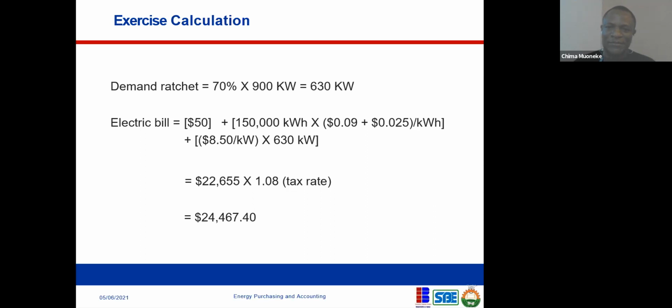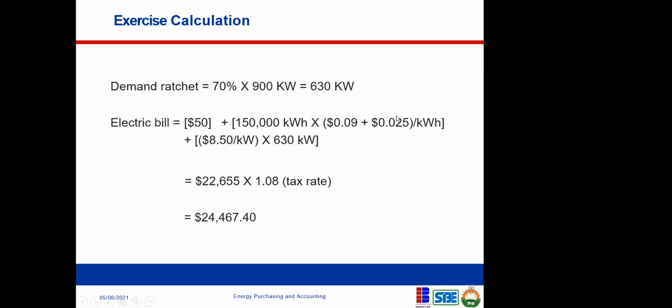So what's the mistake? Just look at it. In this case, your ratchet clause is 70% of the 900, which is 630. That's why I say you're not using 525. You're using 630 instead this time around, in kilowatts.